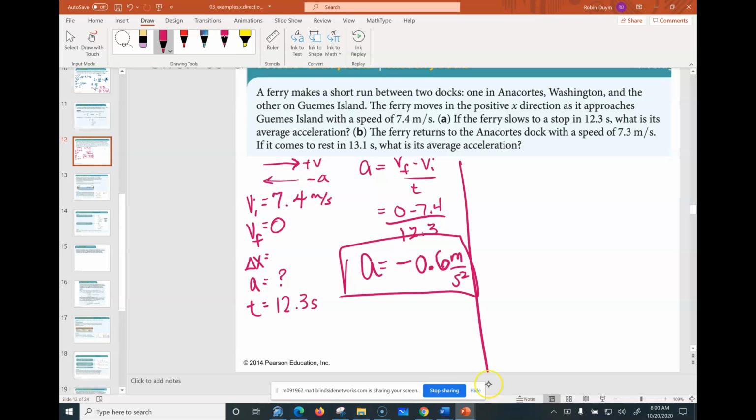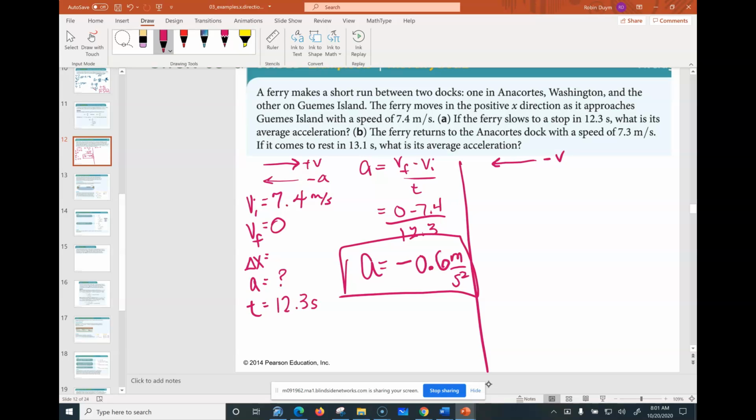Now, for part B, it says the ferry returns to this other dock with a speed of 7.3. But be careful, because if he's moving back this way, what direction is he going to be in? What's my velocity, positive or negative? So you have to take that into account. These are the little tricks where it's easy to lose track. So take your time and think it through.